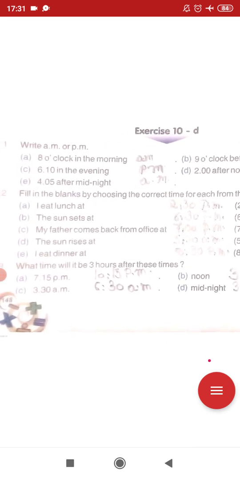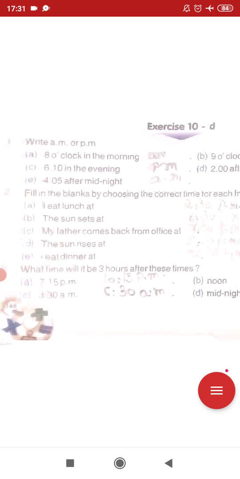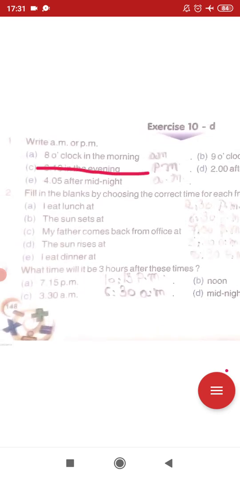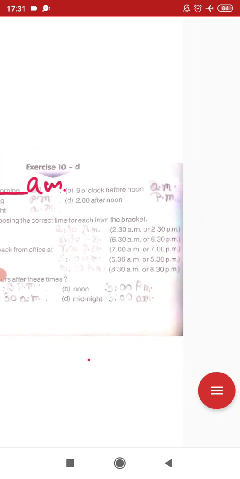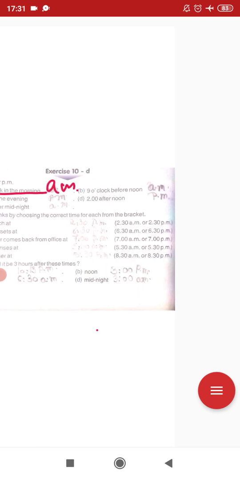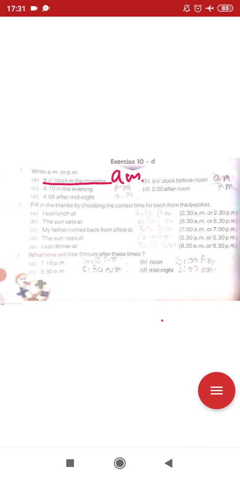Look at the first one. The first statement is 8 o'clock in the morning. So morning, that is the time, so your answer is AM. Next, B, 9 o'clock before noon. Before, that means pehle. So that is also considered AM. So 9 o'clock before noon means 9 o'clock in the morning, and the time is called AM, anti-meridian.